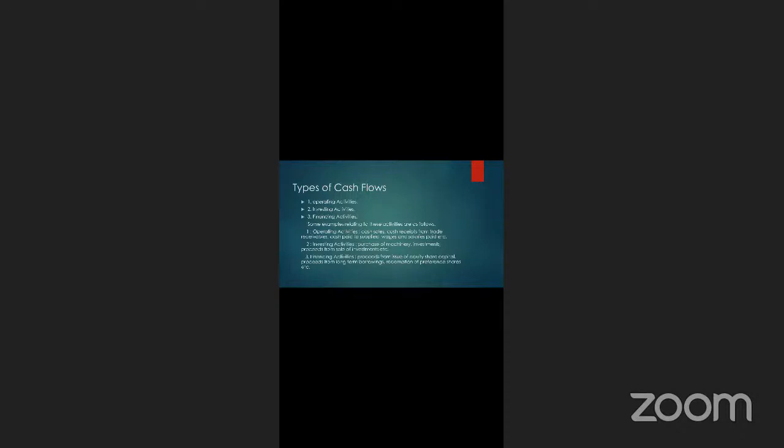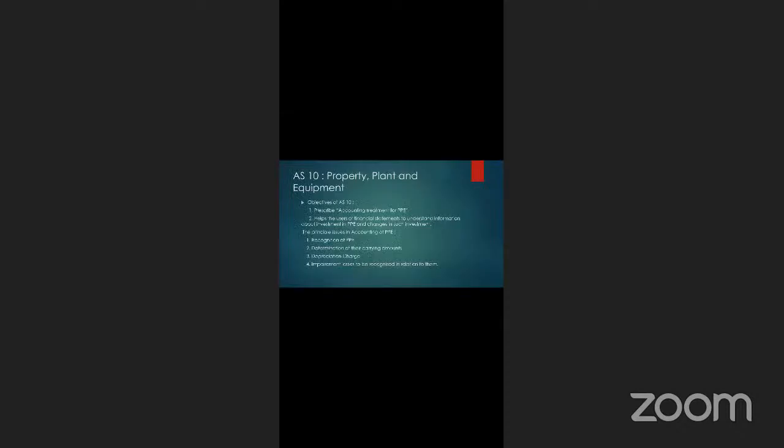And the third is financing activities. The examples are proceeds from issue of equity share capital, proceeds from long-term borrowings, and redemption of preference shares, etc. The next AS is AS10, property, plant, and equipment. The objective of AS10 is first, to prescribe accounting treatment for PPE.